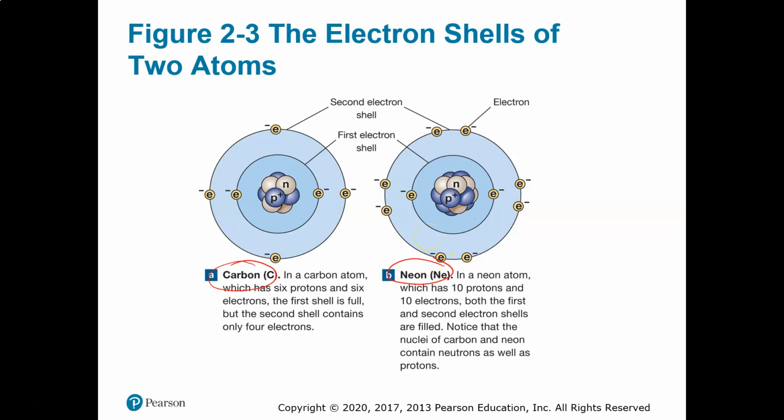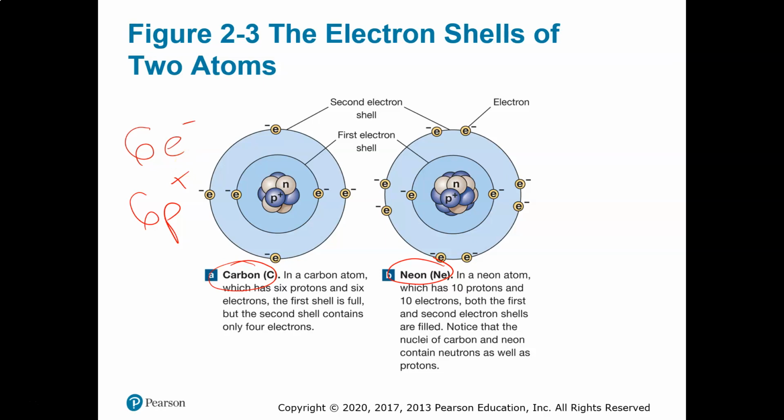We can get some information from looking at these pictures as long as we can make a correct count of the protons. In fact, we're going to cheat a little bit because I told you the number of electrons will equal the number of protons. So in carbon, we have 1, 2, 3, 4, 5, 6 electrons, and we can't see all 6 protons, but we can assume that there are 6 protons. So we know that carbon has 6 electrons and 6 protons. So the atomic number for carbon is going to be 6.